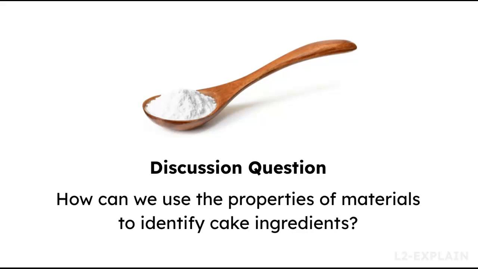In the Explain portion of the lesson, students will engage in a class discussion. You'll invite them to gather and analyze their observations around their unknown substances investigation. You'll use the provided questions to guide the discussion around how can we use the properties of materials to identify cake ingredients.